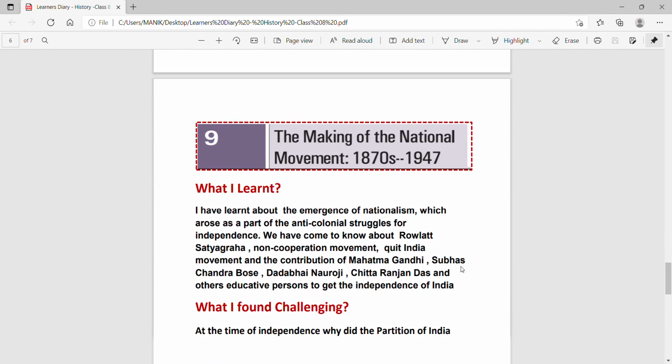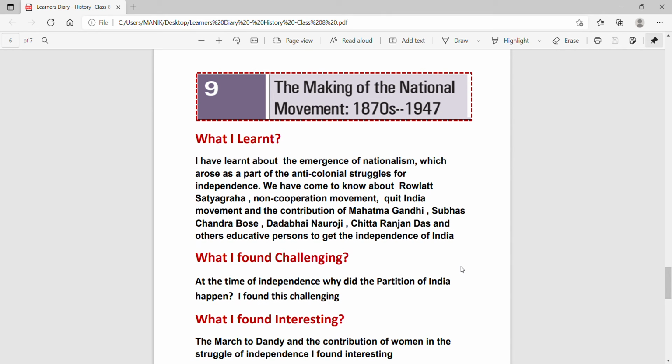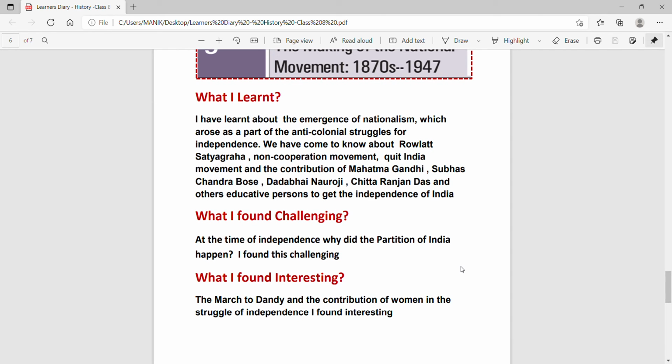chapter is chapter 9, The Making of the National Movement, 1870s to 1947. What I learned, what I found challenging and what I found interesting. The writings are clear, so you can write it down very easily.